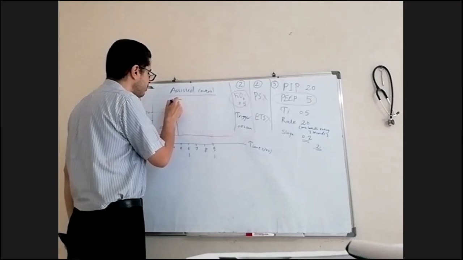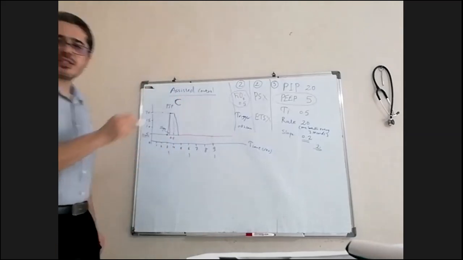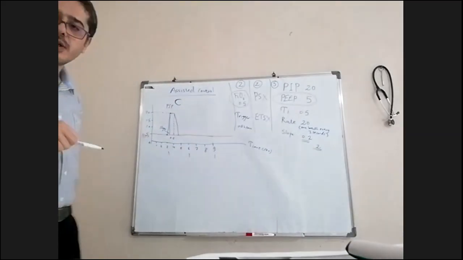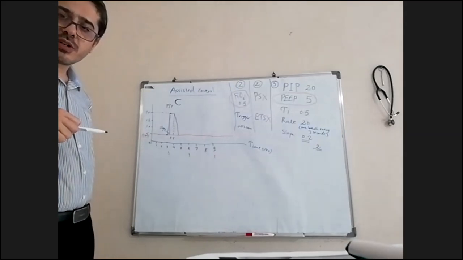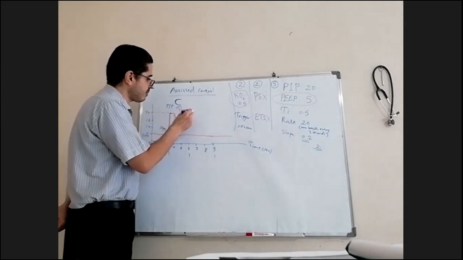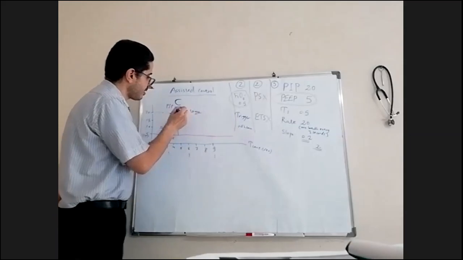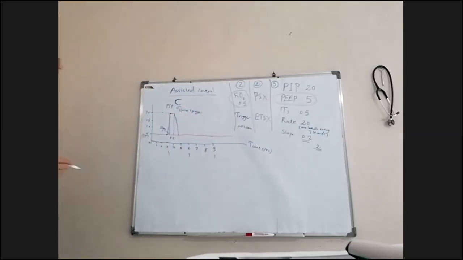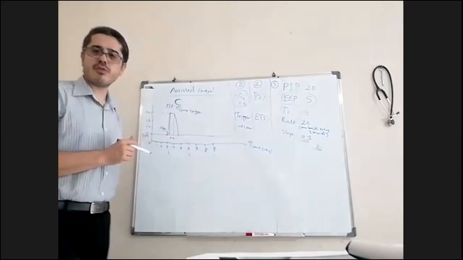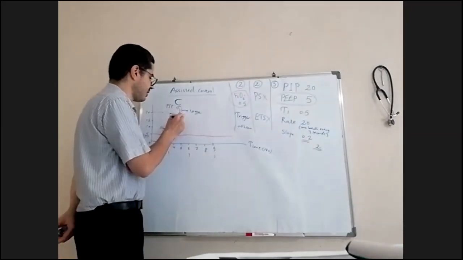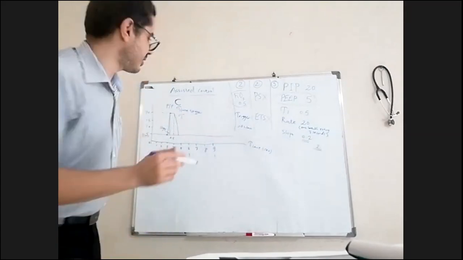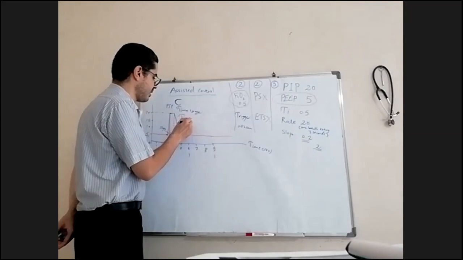What type of trigger is in this breathing? Is it time trigger or patient trigger, flow, volume or pressure? It is time trigger. So it is controlled breathing, time trigger. What about the cycle? Is it time cycle or pressure, flow, volume cycle? It is time cycle.